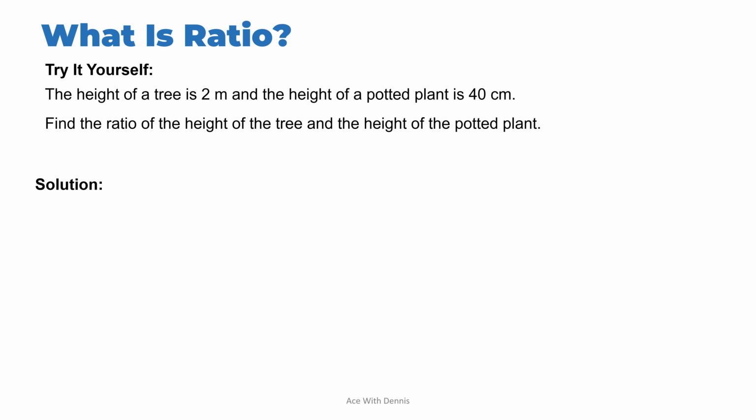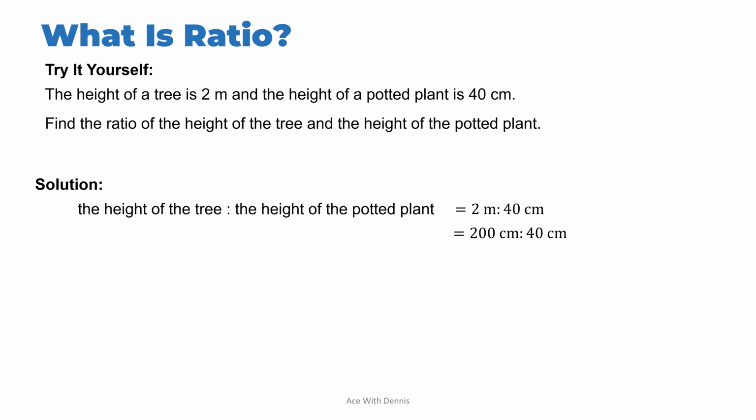Alright, here's the solution. The ratio of the height of the tree to the height of the potted plant equals 2 meters to 40 centimeters. And we have to standardize the unit, which becomes 200 centimeters to 40 centimeters. Next, we simplify the answer to become 5 to 1. From the ratio, we can make a conclusion that the tree is 5 times higher than the potted plant.